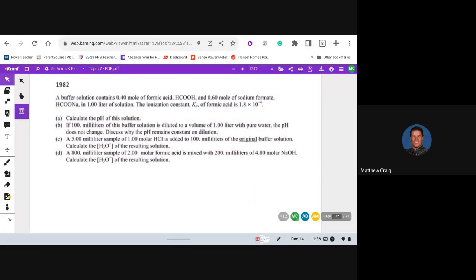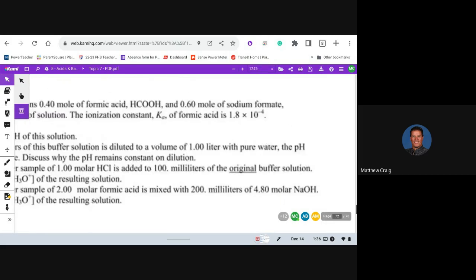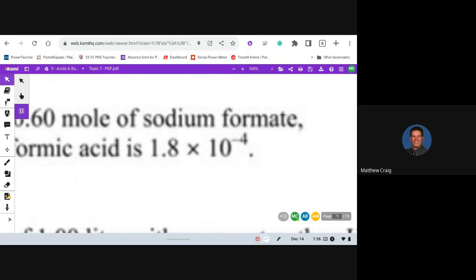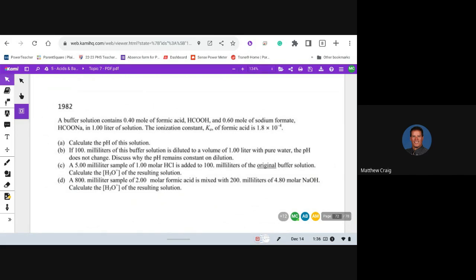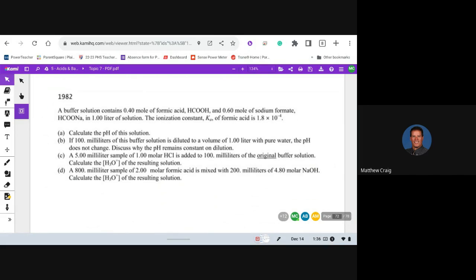All right. So 1982, it says a buffer solution contains 0.4 mole of formic acid and 0.6 mole of sodium formate in 1 liter of solution. The ionization constant, the Ka for the formic acid, is 1.8 times 10 to the negative 4. So it's not negative 5, but negative 4 this time. So they love playing with that number. All right, so A says calculate the pH of this solution.